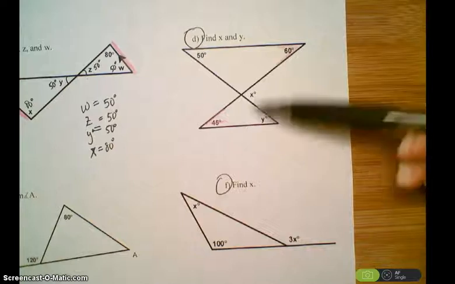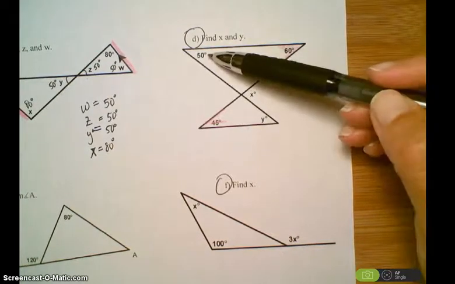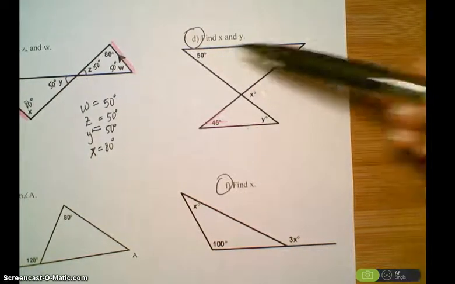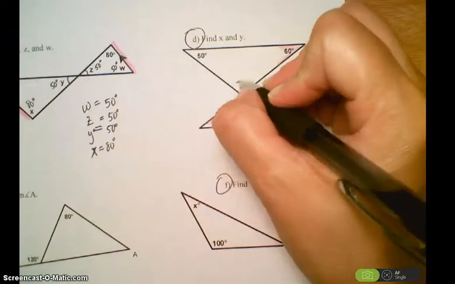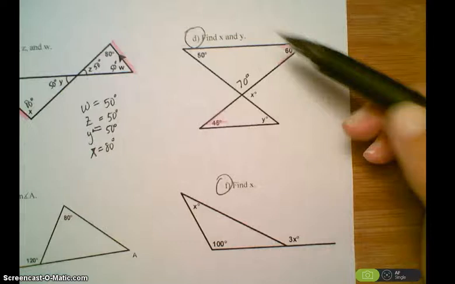But we do still have triangles that are formed. So in this upper triangle, we have 50 degrees and 60. That adds up to 110, and that leaves 70 degrees for this angle.